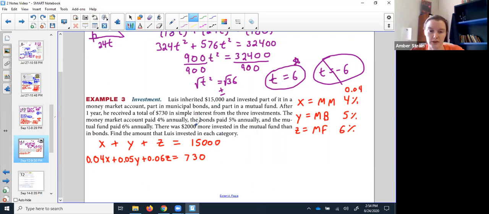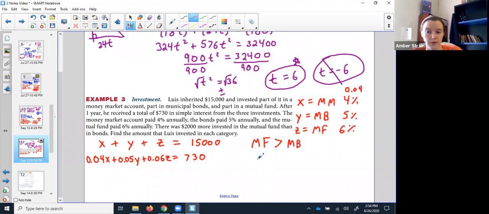Last, it says there was $2,000 more invested in the mutual funds than there was in the bonds. So, seems tricky. Think this through. Which one is bigger? 2,000 more in the funds than the bonds. So the funds is bigger, right? Okay, keep that in mind, because it'd be easy to flip it the way it's worded, but you read that this one is bigger.